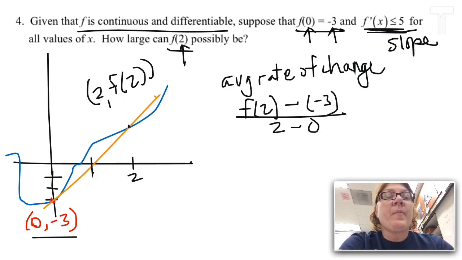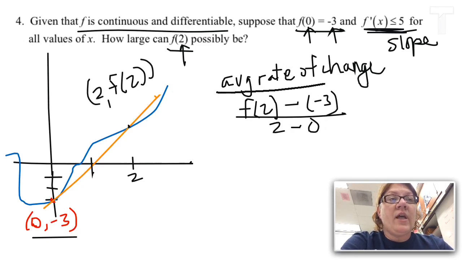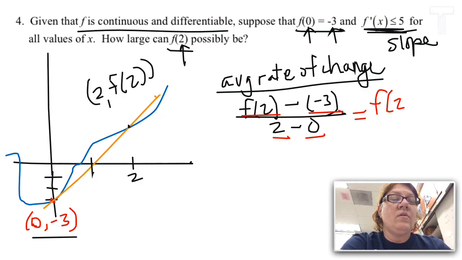And so what I know is that I can find the average rate of change between those 2 points, which would be subtract the y values. So here I have f of 2, that's the y value for the upper point, minus -3 is the y value for the lower point, over x value minus x value. And of course this gives me f of 2 plus 3 over 2.